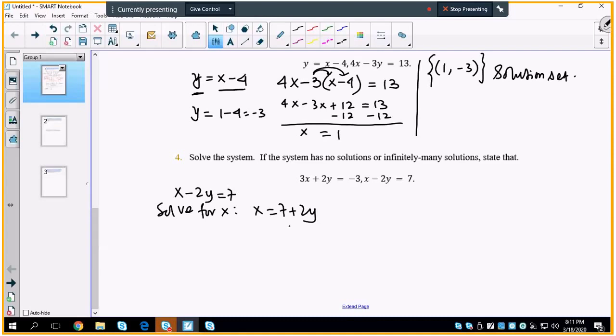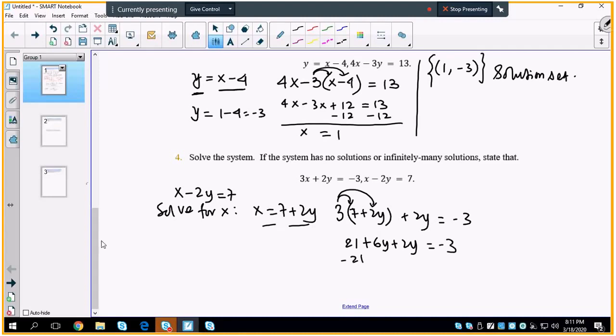Then use this information in the first equation. So in place of x, you write 7 plus 2y, plus 2y, that is given in the first equation, equal to negative 3. I distribute, get 21 plus 6y plus 2y equal to negative 3. Subtract 21 from both sides, and you get 8y equal to negative 24. So divide both sides by 8, and I get y equal to negative 3.